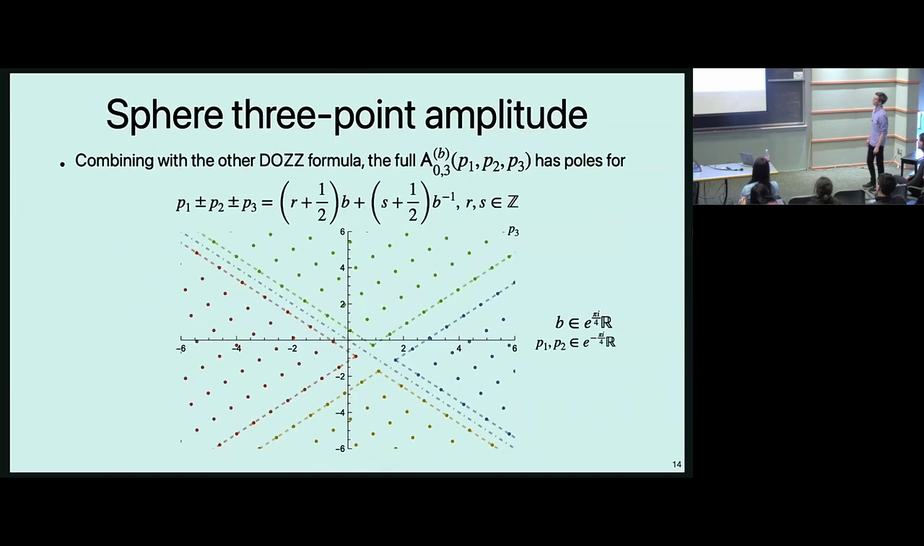So when we combine with the other DOZZ formula, the full sphere 3-point amplitude has poles arranged in this full lattice of points in the complex, say, P3 plane. But notice that this line, where P3 is e to the minus pi i over 4 times reals, is always protected. It lies in between these wedges of poles.